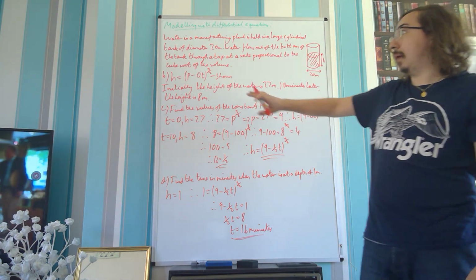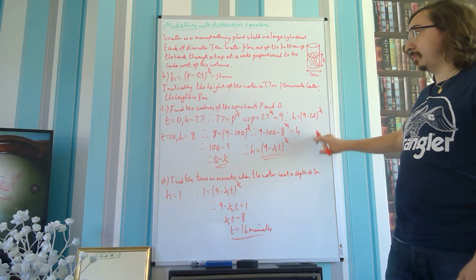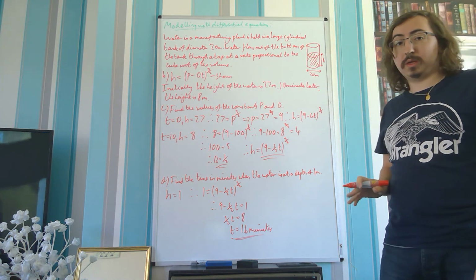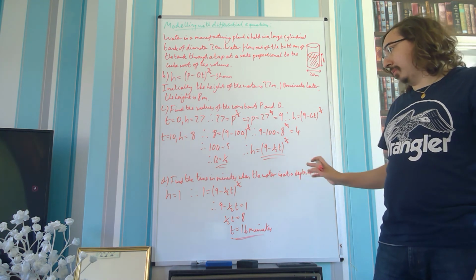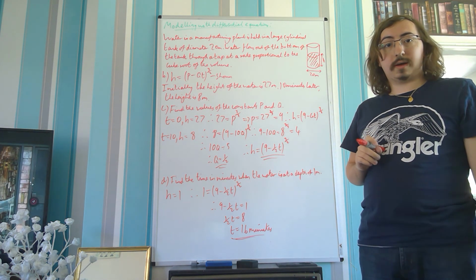So we've used our general solution to find particular solutions for the information we've been given, and then we've used that to find the time for the height of the water at 1 metre.